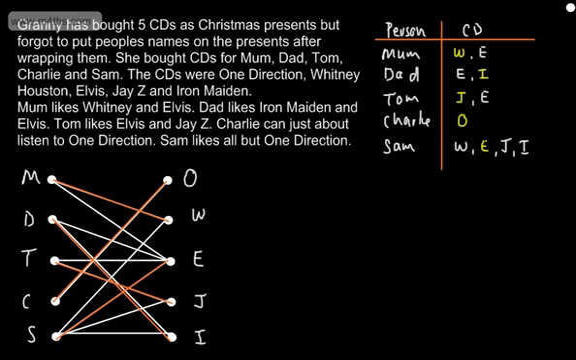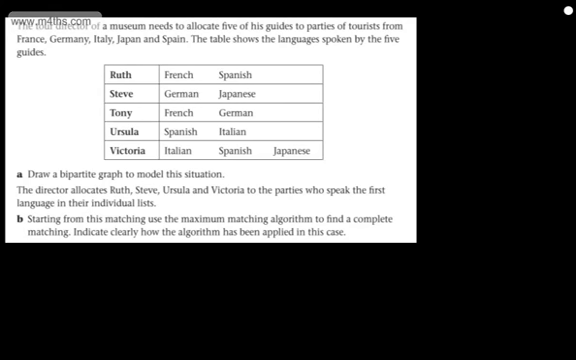So what we're going to do is start with a typical question. We're told the tour director of a museum needs to allocate 5 of his guides to parties of tourists from France, Germany, Italy, Japan and Spain. The table shows the language spoken by the 5 guides: Ruth, Steve, Tony, Ursula and Victoria. Ruth, French and Spanish. We've got now Steve, German and Japanese.